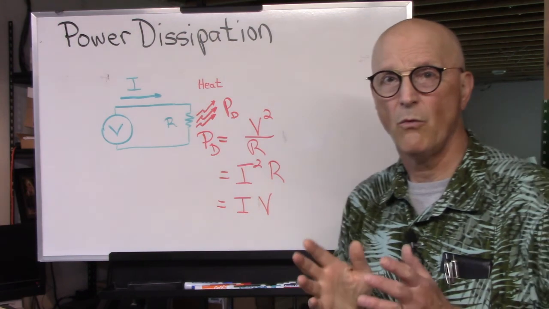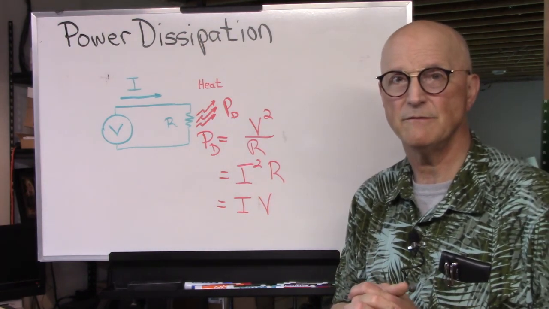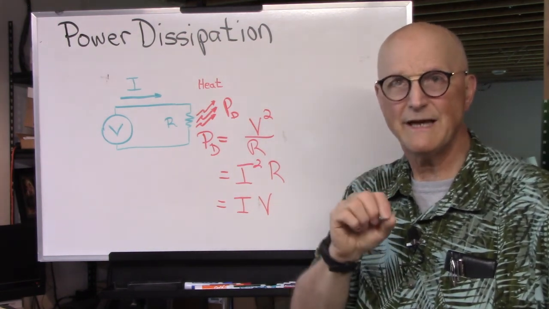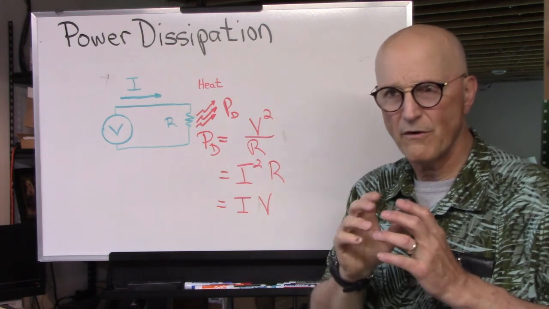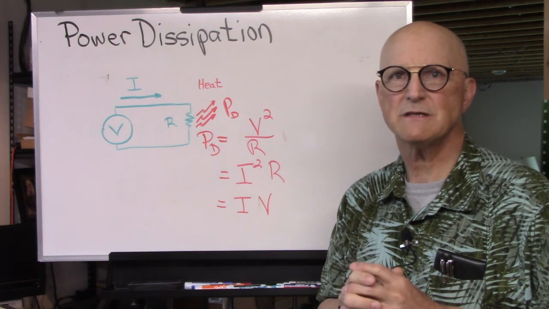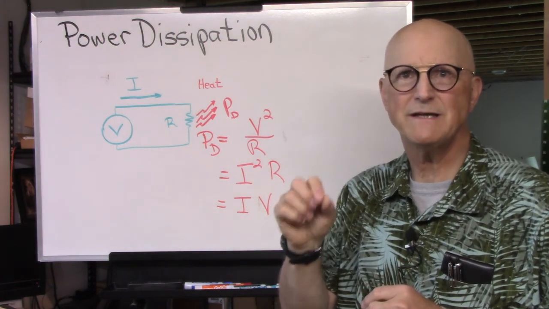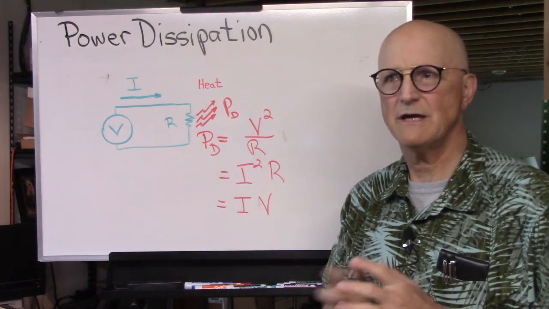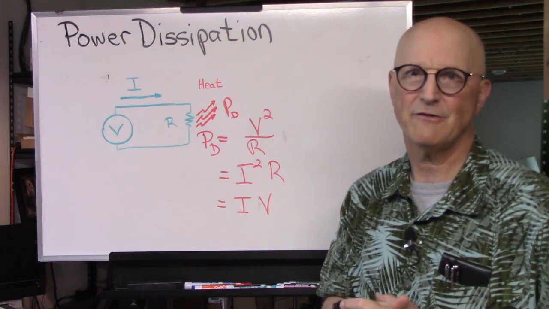And again, once you calculate that value, when you select a resistor for that particular place in your circuit, you want to select a resistor that is at least twice that value in order to get the best longevity out of the resistor.